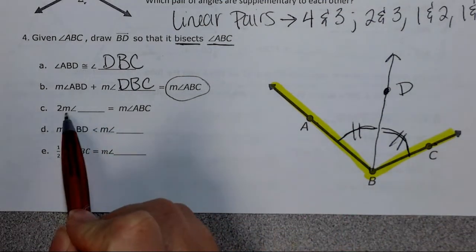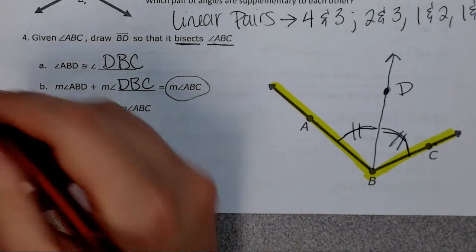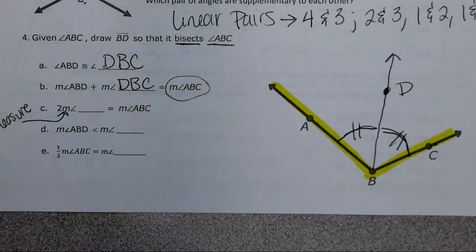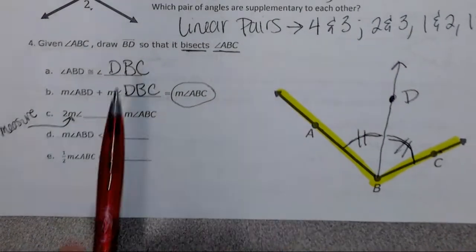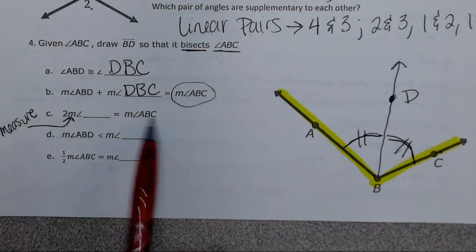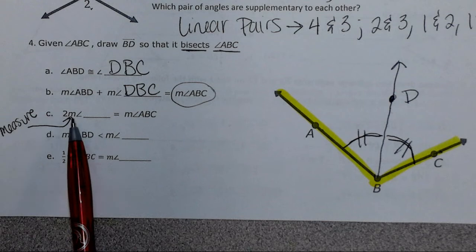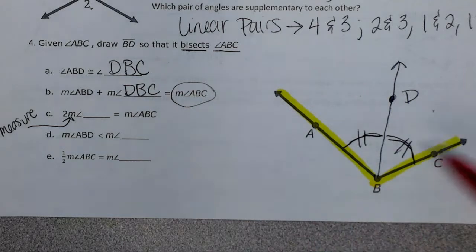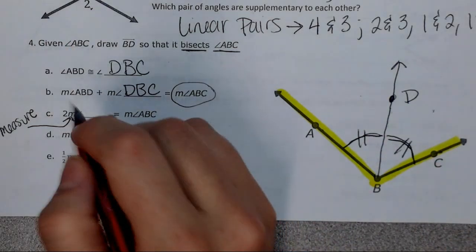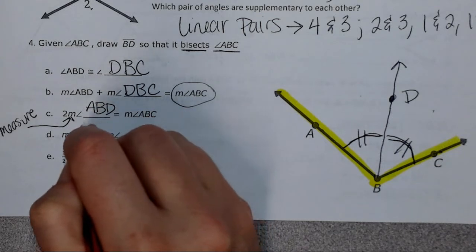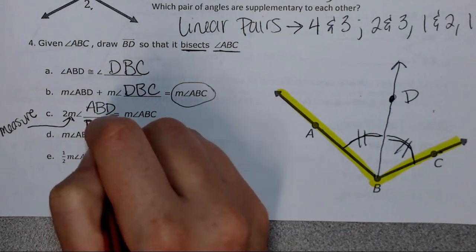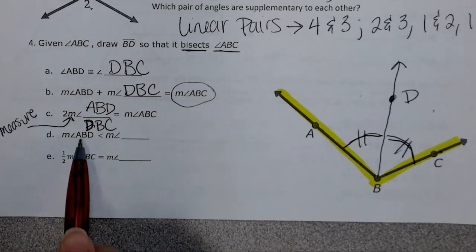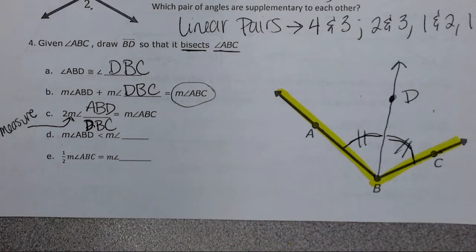Okay. So this little m, okay, this stands for measure. Okay. So whenever you see that, what it's reading is, for example, this one is saying the measure of angle ABC. This one is saying 2 times the measure of angle. So it's asking 2 times what will give you this whole angle. And really, you could use either of these. So we could say ABD, or we could say DBC. Either one works.